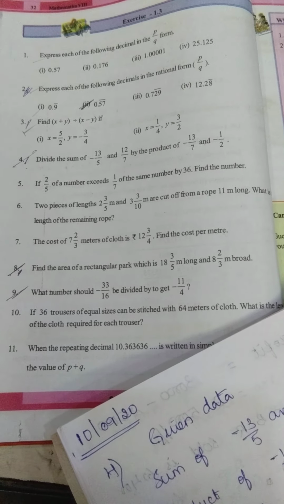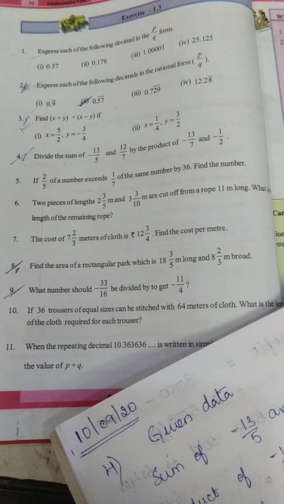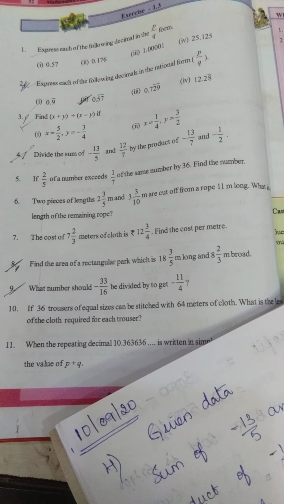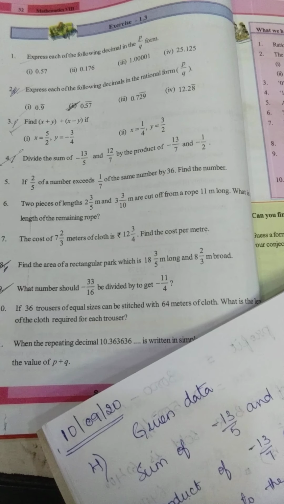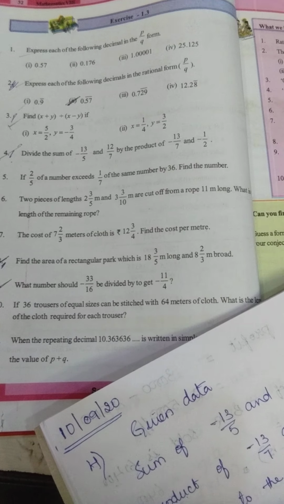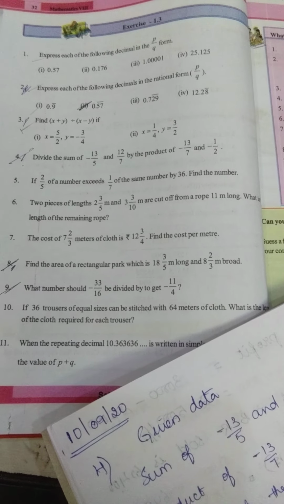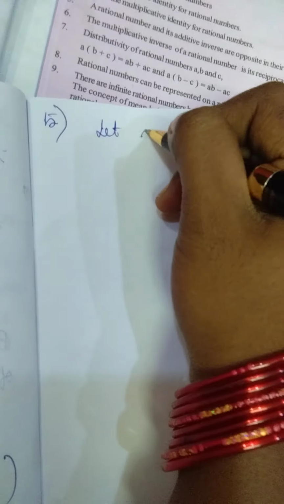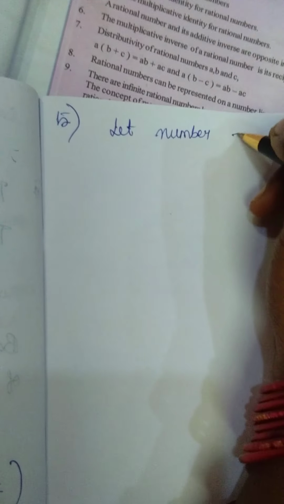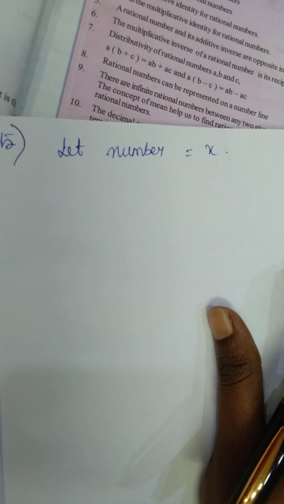Next, the fifth question. Read the question carefully. If 2 by 5 of a number exceeds 1 by 7 of the same number by 36, find the number. He is telling that 2 by 5 of a number exceeds 1 by 7th of that same number. So what is that number actually? You don't know. So first you have to take that number as x, because we don't know that number. We have to find out that number only.